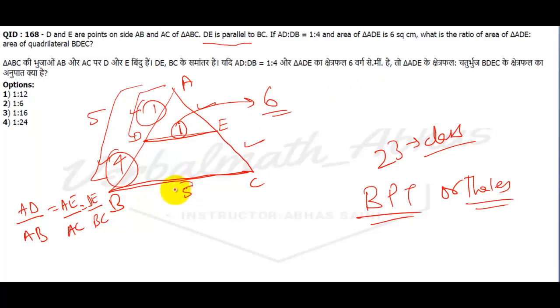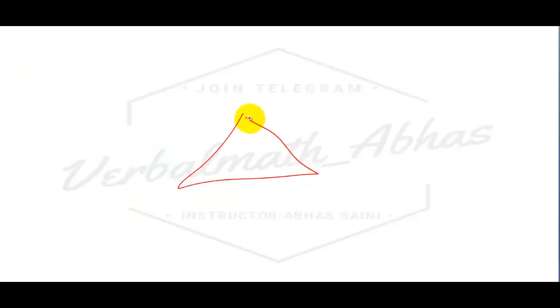BC will be 5. And we know that if triangle ADE is similar to triangle ABC, their areas will be in the ratio of the squares of corresponding sides. Let me tell you again, if two triangles are similar, let's say this is triangle A, this is triangle B.